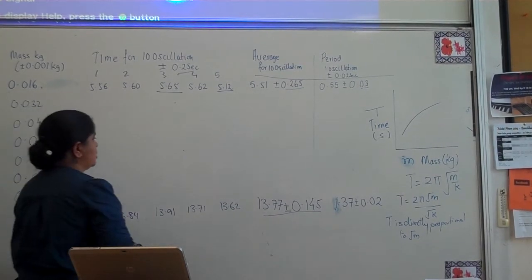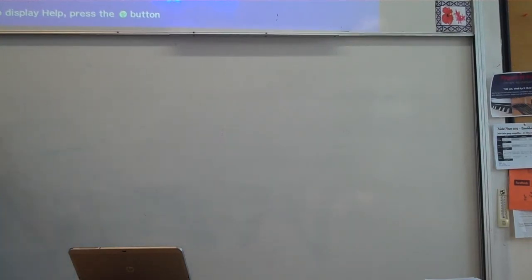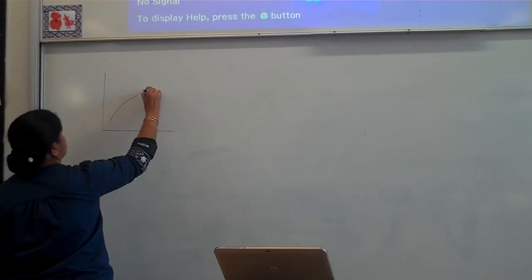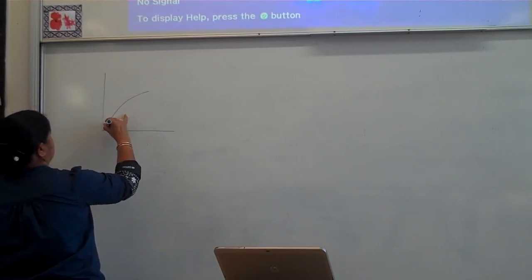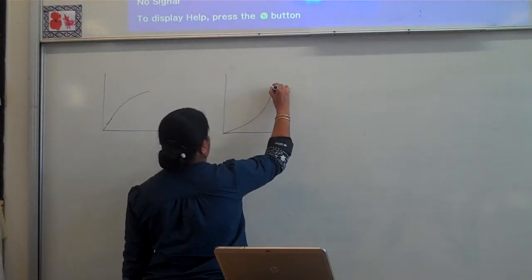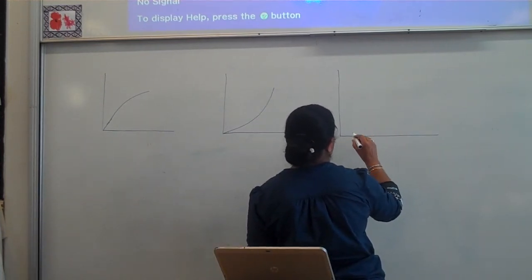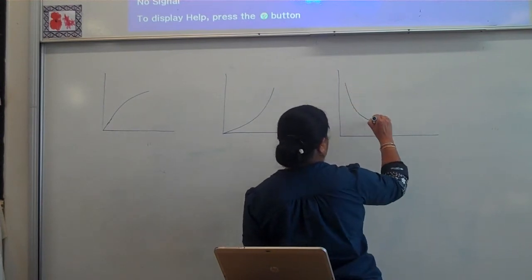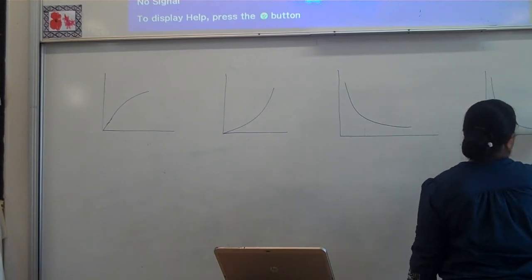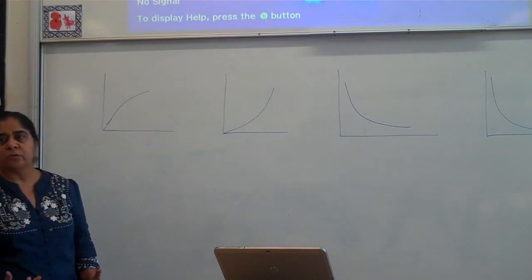Now I am not sure how well you guys can recall from last year's 2.1 the four shapes of the graphs. One is this, the other one is this, other one is this, and this. Can you recall this from last year? You've learned these four graphs.